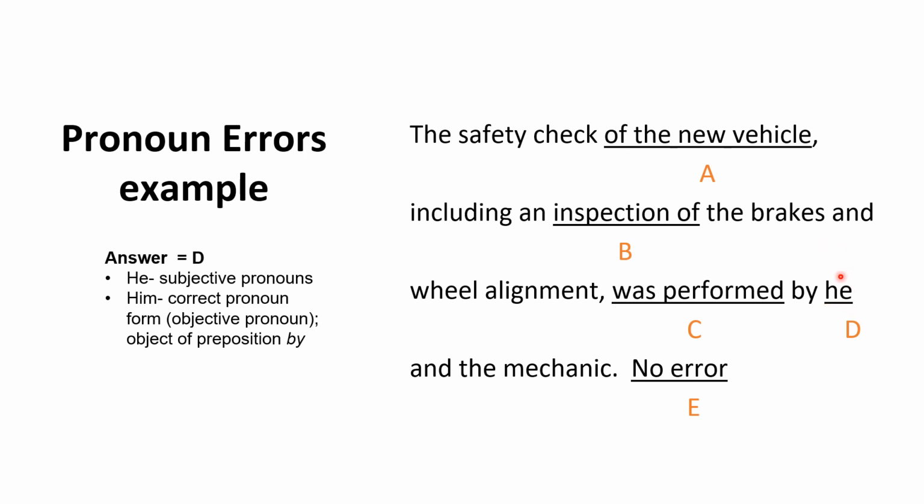What is the objective form of he? The objective form is him. It should be him, not he, because he is a nominative pronoun used as a subject. Him is an objective pronoun used as either indirect object or direct object. You have a clue. There is a preposition by. So him should be the object of the preposition by. Okay, so the answer here is letter D.